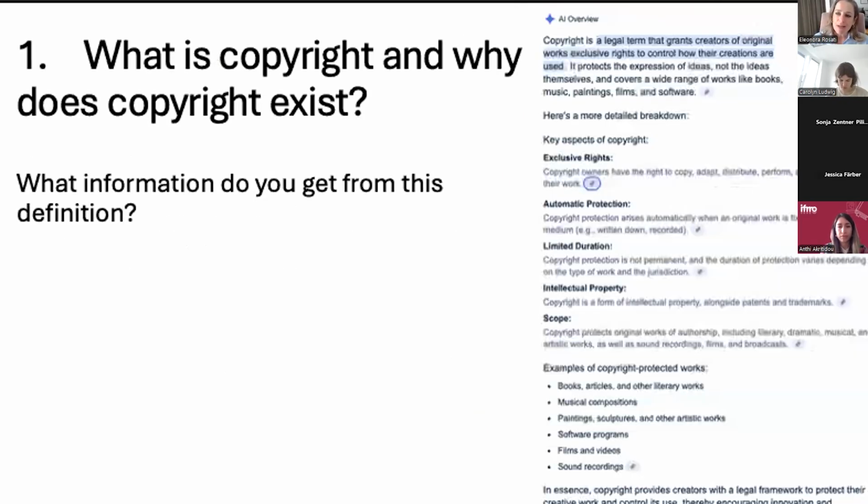So starting with the first issue, what copyright is and why it even exists. Here I thought of asking Google, and specifically Gemini, and this is the AI overview that I got. It is pretty accurate in legal terms. So we read here that copyright is a legal term that grants creators of original works exclusive right to control how their creations are used.